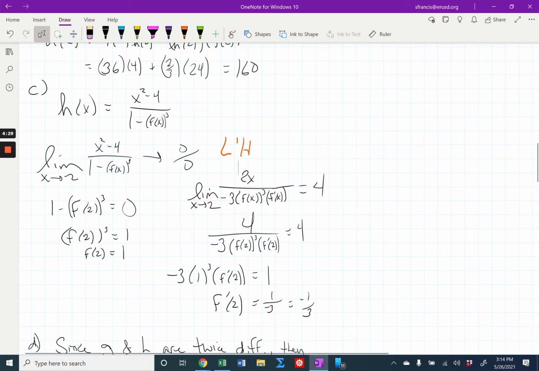And if the whole thing has to be 4, that means the denominator has to be 1, because 4 divided by 1 is 4. So f of 2 we found to be 1, so I plug that in. F prime of 2 is what we're looking for. And again, all of that denominator has to be 1, so that 4 divided by 1 is still 4. And then you can just solve that for f prime of 2 to get negative 1/3.